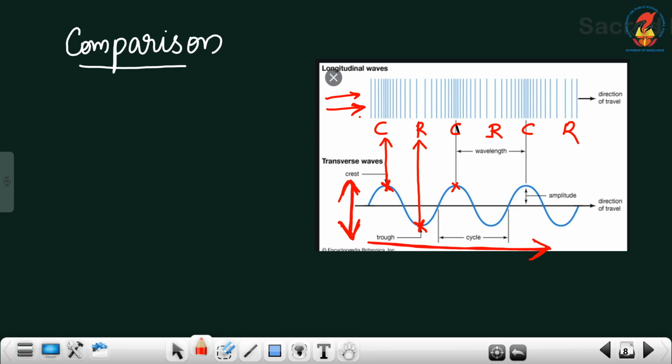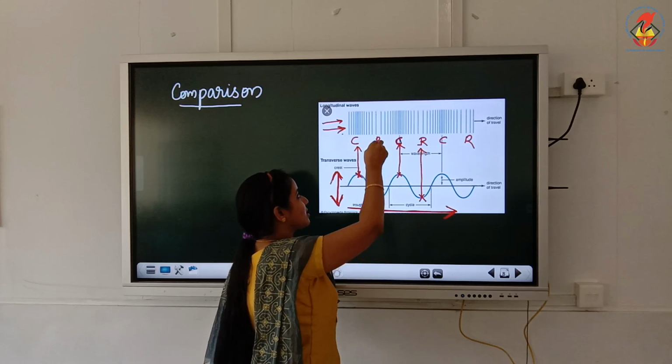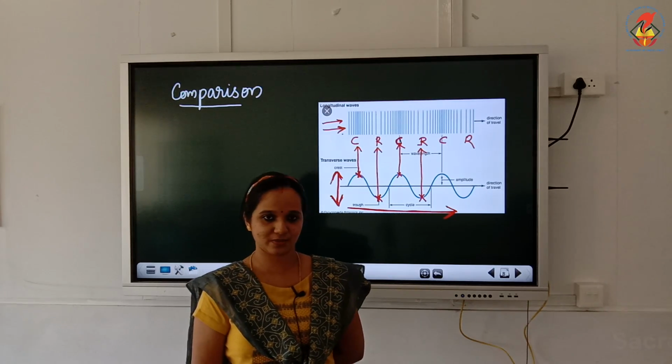And the valley point of the transverse wave, that is the trough, corresponds to the low pressure region called rarefaction. Again, the crest of the transverse wave corresponds to the high pressure region called compression, and the valley point corresponds to the low pressure region called rarefaction. That is, longitudinal waves have a series of compressions and rarefactions, while a transverse wave has a series of crests and troughs. Crest corresponds to compression and trough corresponds to rarefaction.